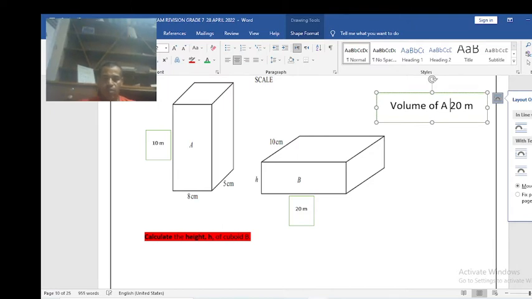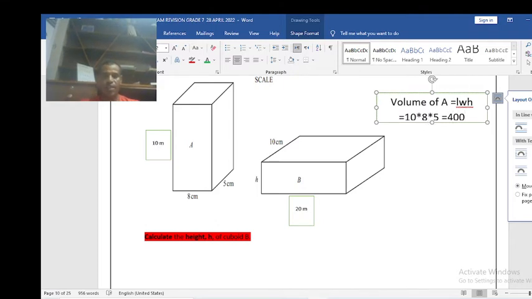Of A is equal to what? The formula is length multiplied by width multiplied by the height, which is equal to, look here, 10 multiplied by 8 multiplied by 5. So 10 multiplied by 8 multiplied by 5 is equal to what? 10 by 40 is 400.